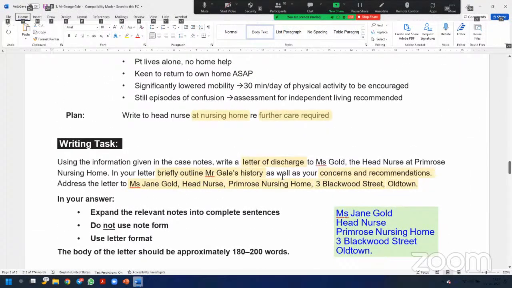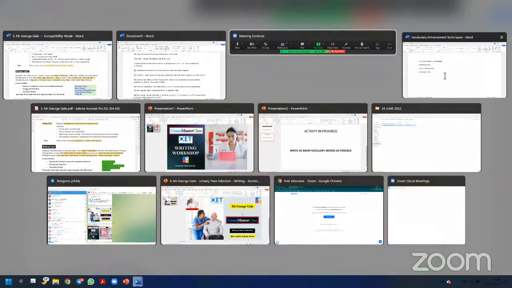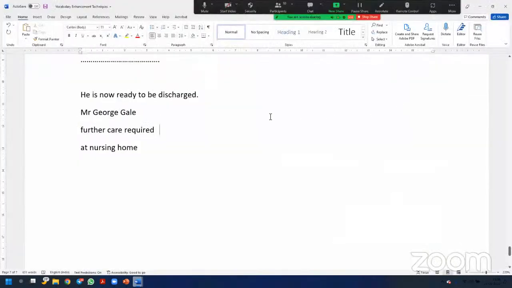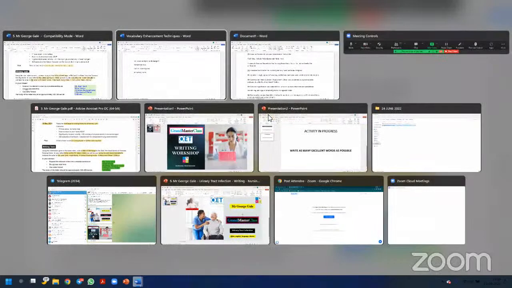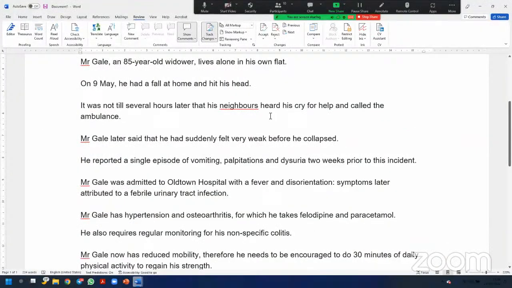what is required? Requires further care. At a nursing home. So you can write there, at the nursing home. Very good.